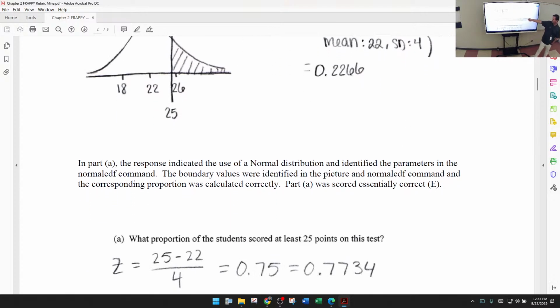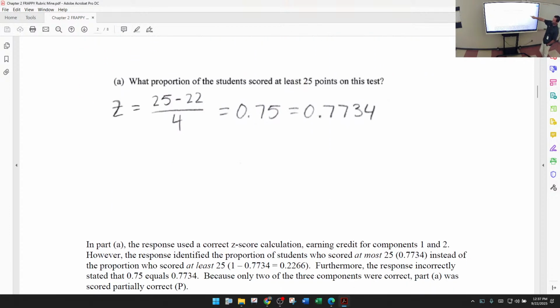This is scored as an E. It's showing a normal distribution, identifies the parameters in a normal CDF command. The boundary levels were identified in the picture and in the normal CDF command. The corresponding proportion was calculated correctly. So part A was an E. Check out this student. Z equals 25 minus 22 over 4, 0.75, and then they found 0.7734.